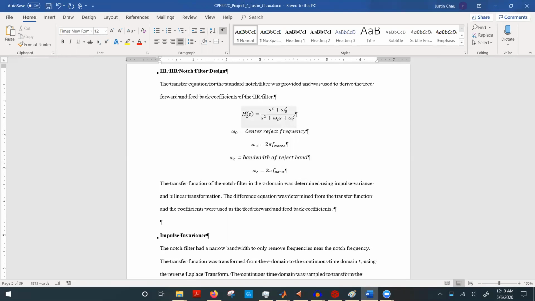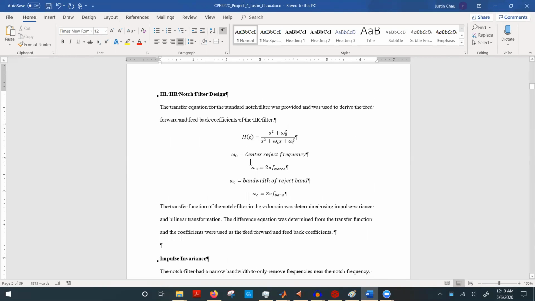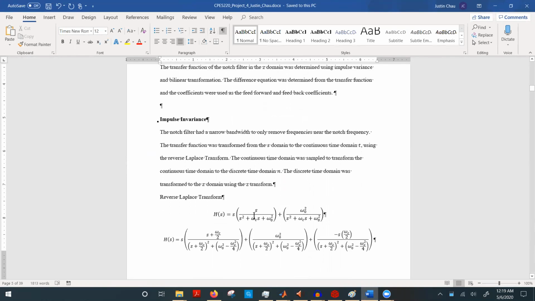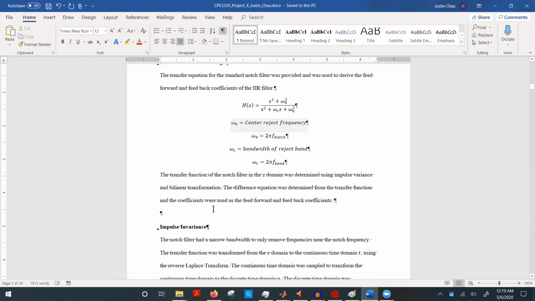the circumstances. The impulse invariance method requires us to transform this transfer function from the S domain into the T domain using the inverse Laplace transform. Then in the T domain, it is sampled to the discrete time domain, and from the discrete time domain it is transformed to the Z domain using the Z transform. And then from the Z transfer function, we can extract the coefficients for our IIR filter. So we're going to start with the impulse invariance method as I just described.